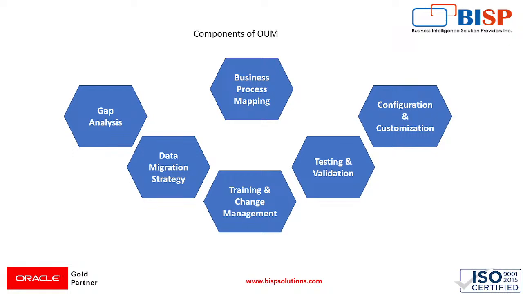Then comes gap analysis. In gap analysis, we have to identify the gaps between the existing process and the Oracle Fusion capabilities. It means we have to see where we are lacking, what output we are receiving from QuickBooks, and what the outputs are. Sometimes the terminology is different.